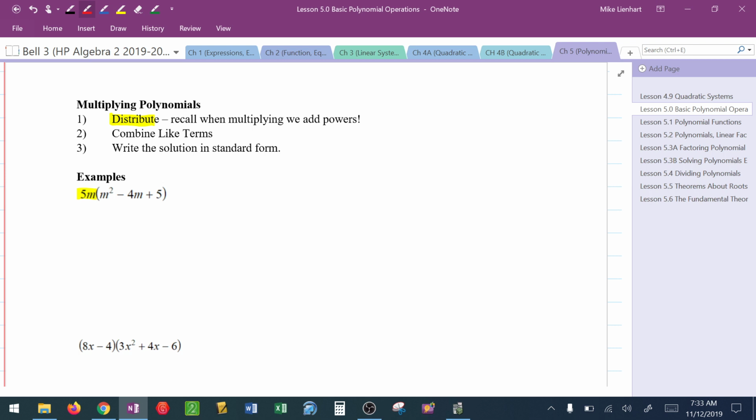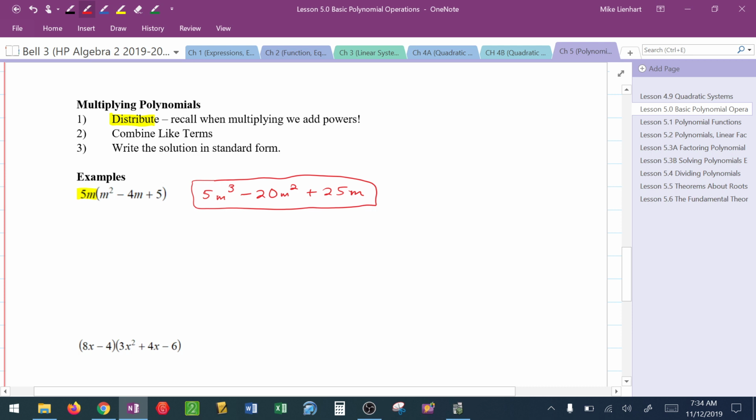So here we go. I have 5m times m squared, which will be 5m to the third. Power of 1, power of 2, add them together, you get a power of 3. Now I'm going to take 5m times negative 4m. That would be negative 20m squared. I take 5m times 5. That gives me plus 25m. I look at my terms. Is there anything left that I can combine? Nope, I'm done, and it is in standard form.